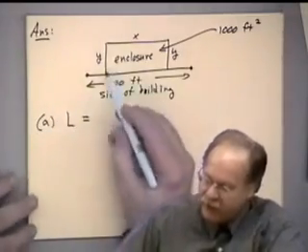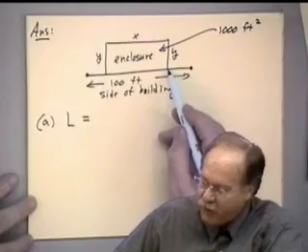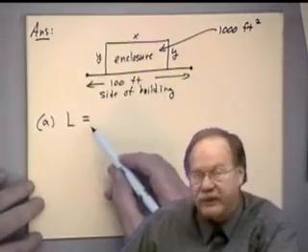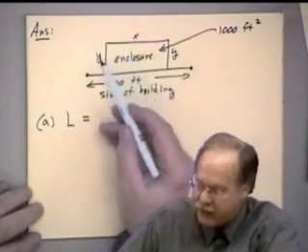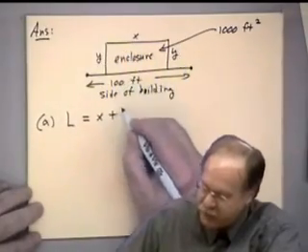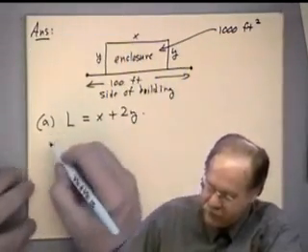L is the length of the fencing around this enclosure, and we want to write this in terms of X and Y. Well, we just need to look here. We see we have X and 2 Y's, so X plus 2Y does the trick.